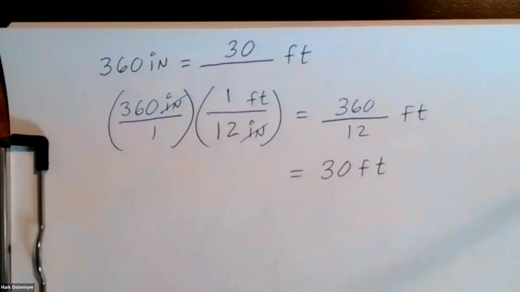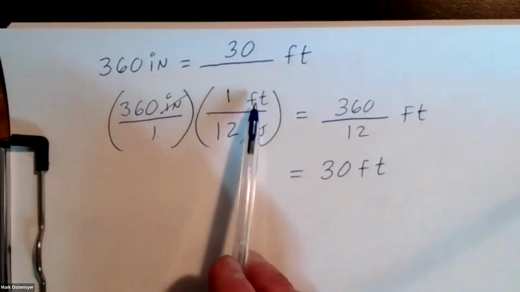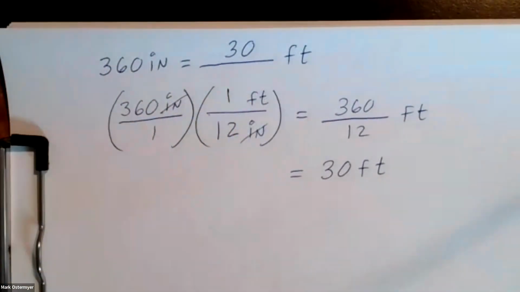Everybody understand how I'm multiplying by these unit conversion factors to take care of the conversion? Notice how we always want the units that we want to get rid of to cross cancel out, and we want the units we want to go to in the numerator. Notice that.